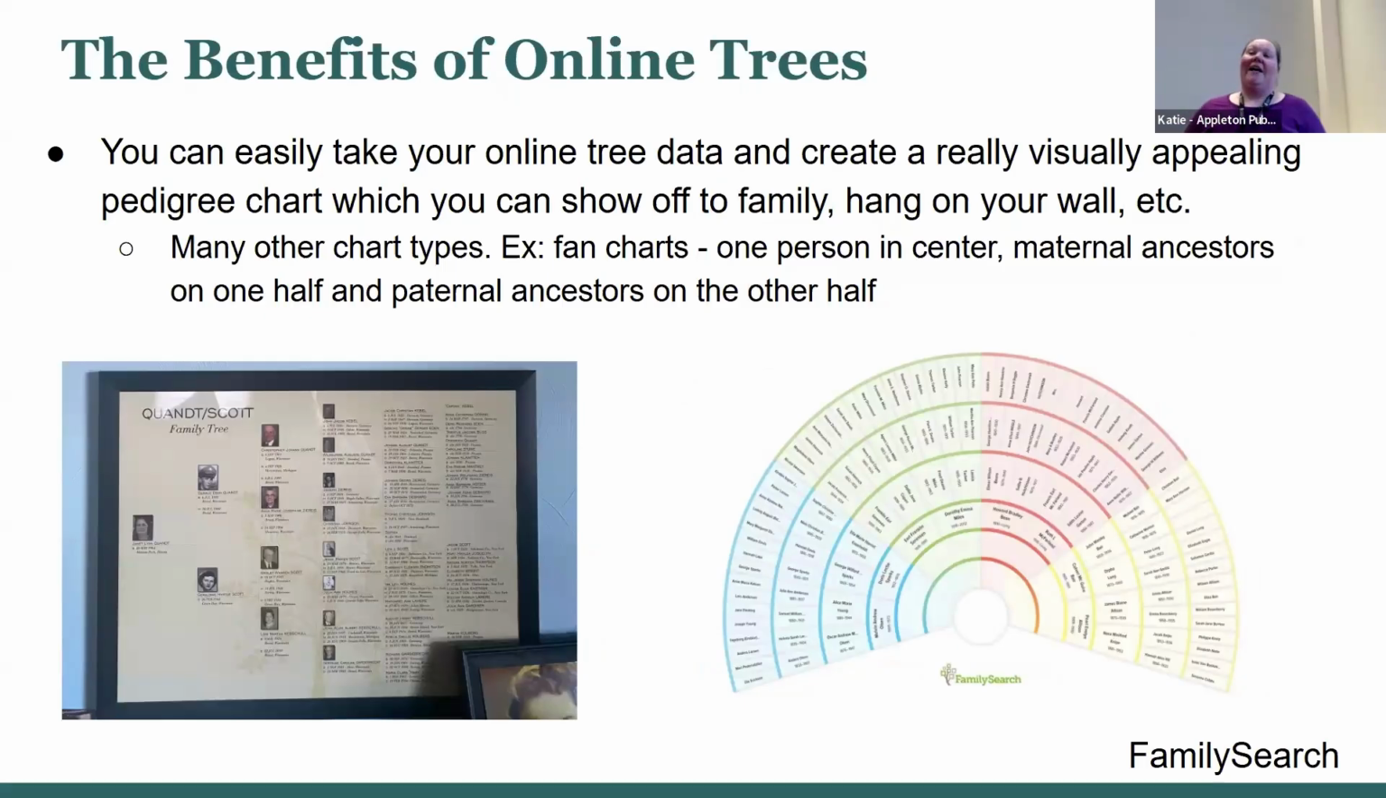One other great benefit of online trees is you can easily take your online tree data and create a really visually appealing pedigree chart, which you can show off to your family, you can hang on the wall. There's many kinds of different charts that you can do. Like there's something called a fan chart, like this example here, where you can put a person in the middle here, and then all these different fans are the different branches, where you can have maternal ancestors on one half, paternal ancestors on another, or create something like this that I did in Canva that was really nice and neat and pretty that I can put on my wall.